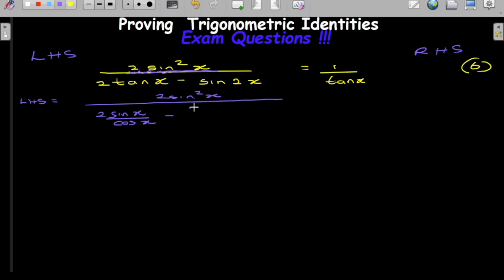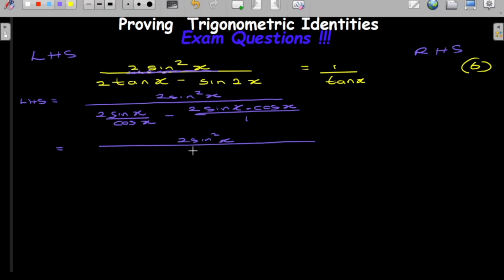My favorite thing about the sine double angle is that it only changes to one thing, and that is 2 sin x cos x. I'm going to say times cos, and I'm just going to divide it by 1 so that I can combine the fraction. Now we continue with the left hand side, and rewrite the numerator as it is: 2 sin²x, divided by the denominator.